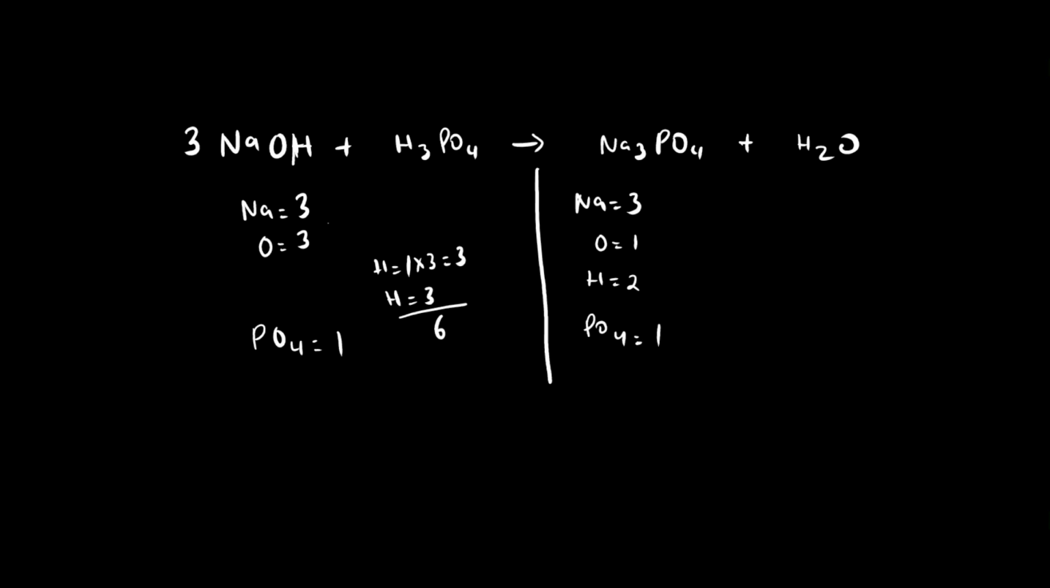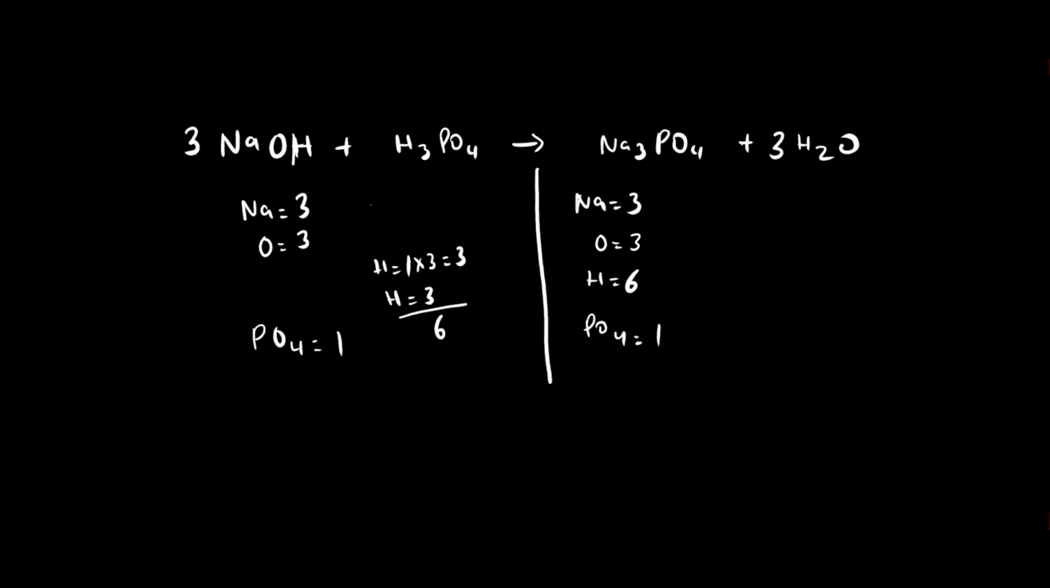Alright, we've balanced the sodium. Now let's go ahead and try to balance the oxygen. We have 3 on the left and 1 on the right. So let's introduce a coefficient of 3 in front of the water. And so now on the right hand side we have 6 hydrogen and 3 oxygen.